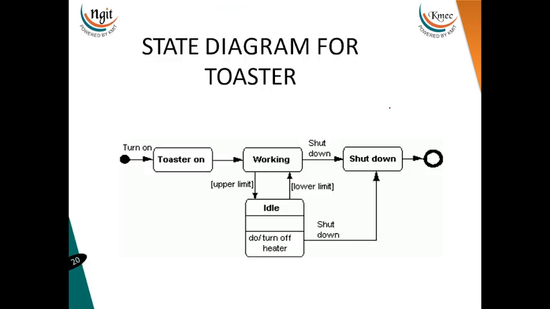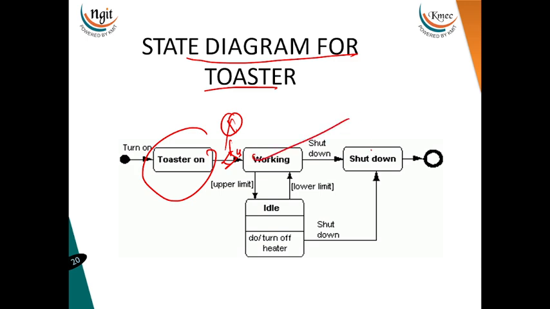The other diagram is the toaster diagram, which is available here. There is a toaster, you can switch it on. Correct? Working, yes or no. We can add a condition, yes or no. Working, yes; no, stop. Correct? We can do this part also. And if it is working, shut down. If it is at the upper limit, it's idle. At the lower limit, is it working or not.